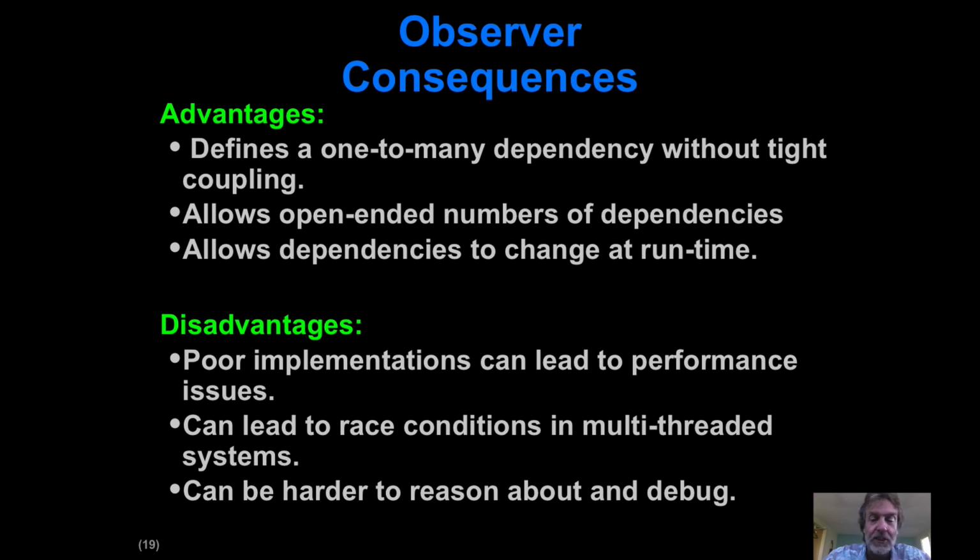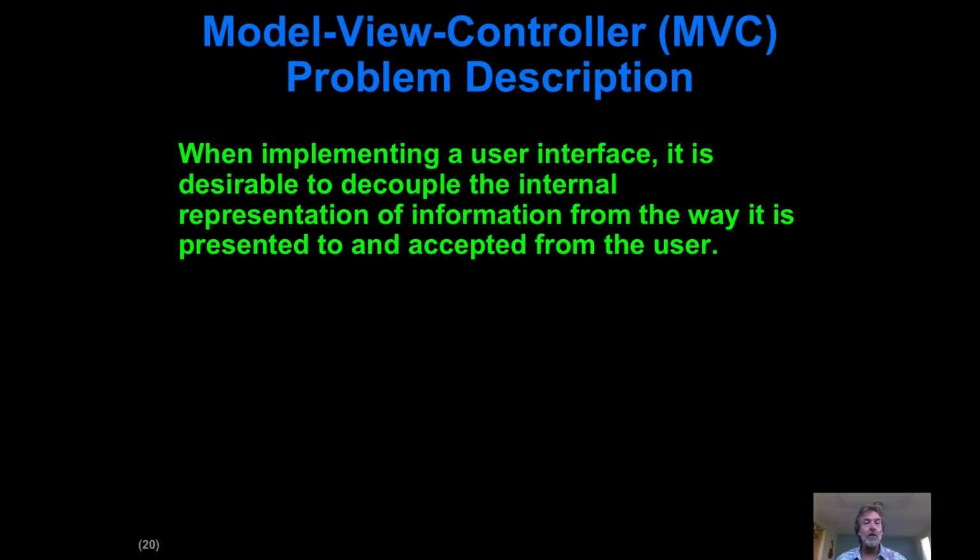The disadvantages, you can have some performance problems. You can have race conditions in a multi-threaded system, and it can be harder to figure out what's going on when you have all of these notify methods being called in sequence, and they may have interactions and so forth. So the flexibility comes at a certain cost. There's always trade-offs, but generally this is a pretty solid design pattern. There's not a lot of times where you'd want to do something different from this if you have this particular situation. Let's go on to our fourth one.